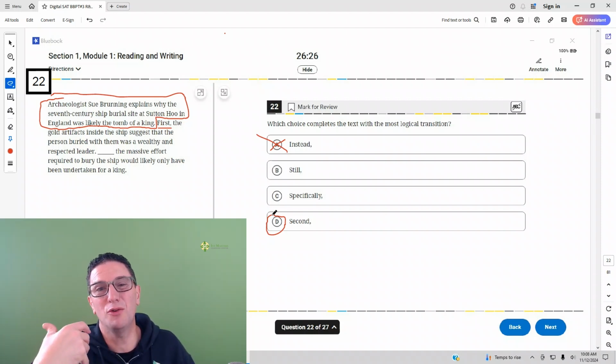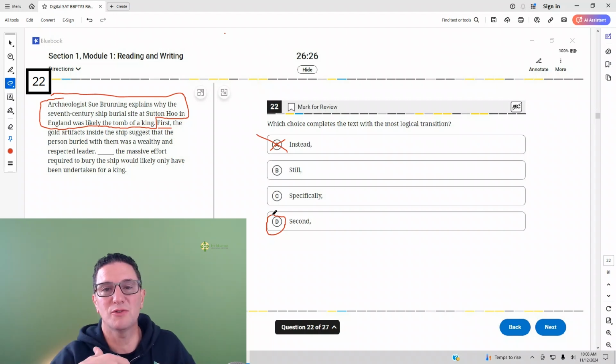That's another thing you do for these. You could predict what the answer is going to be. This one would be a good one to make a prediction for: then or next. Still would actually show difference as well, so that would be gone once you determine that there are two sentences that support the topic sentence, so they show similarity.